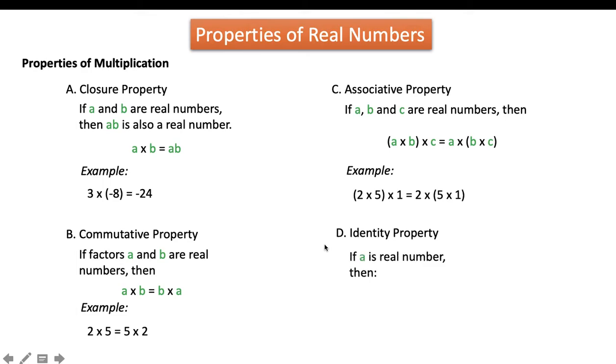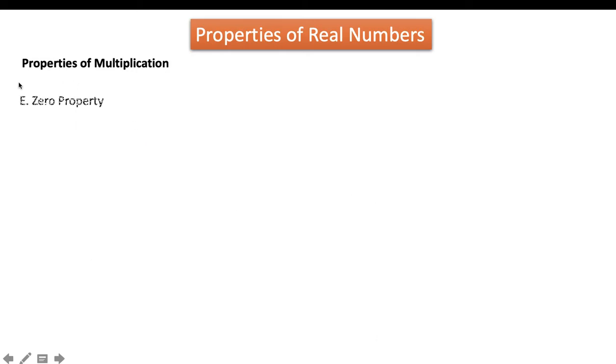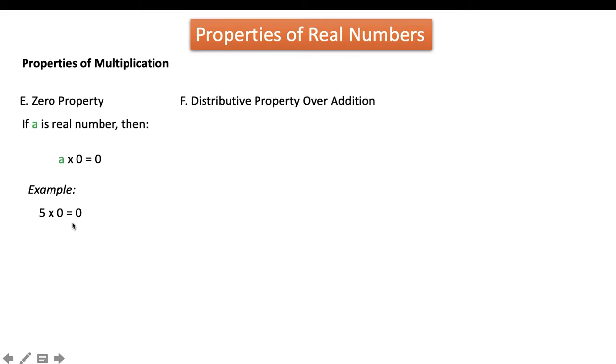The identity property of multiplication says that if a is a real number, then a times 1 is equal to a. Example, 8 times 1 is equal to 8. So any number multiplied by 1 will not be changed. Properties of multiplication. In the zero property, if a is a real number, then a times 0 is always equal to 0. Example, 5 times 0 is equal to 0.